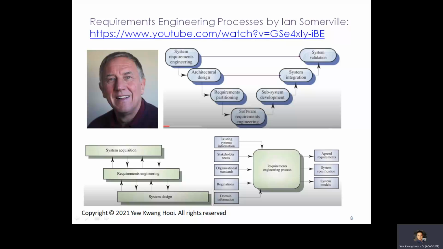And note that the output of requirements is also used for validation, the extreme right. You see, it's not just used for development, but it's also used for validating the final product. That is how important requirement is. As you go down the slope, system requirements engineering becomes input for architectural design, becomes input for requirements partitioning, becomes input for requirements engineering, becomes input for development, integration, and finally validation.